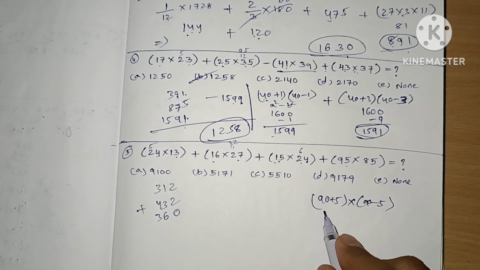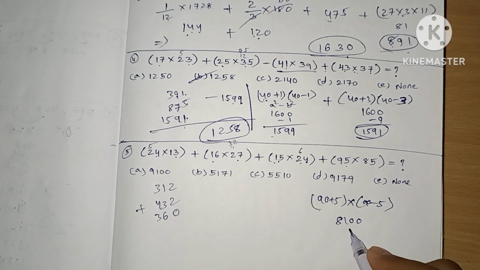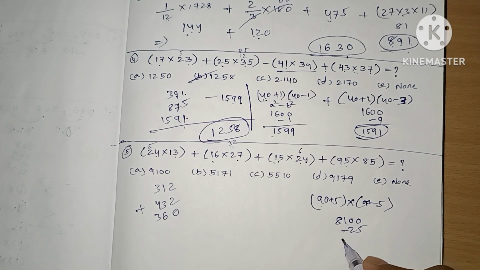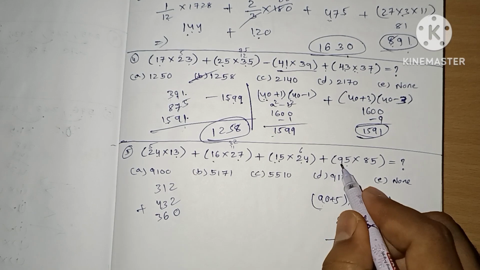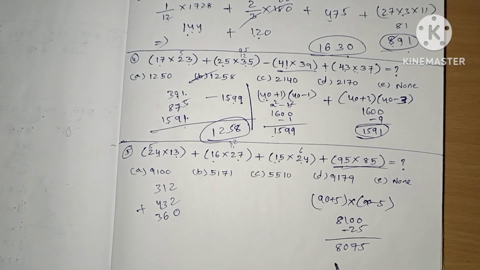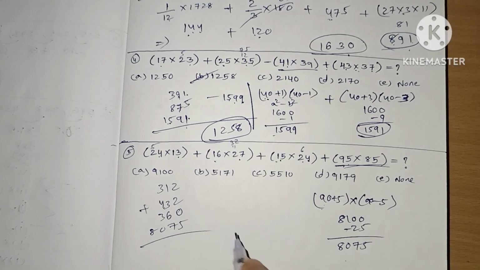So same a plus b into a minus b. So a square minus b square. 90 square will be 8100 and 5 square is minus 25. So we have 8075 is the value for this one. So we have 8075 here.